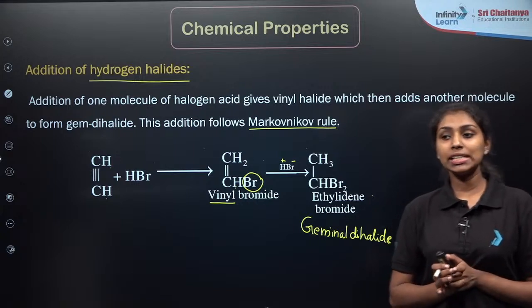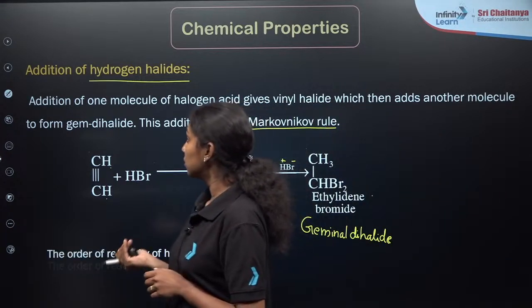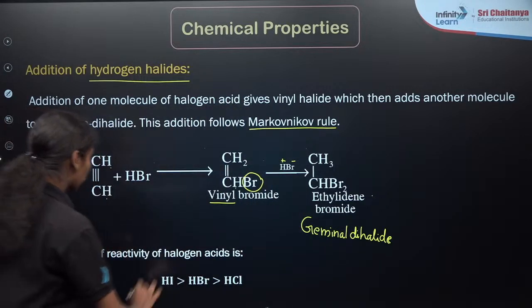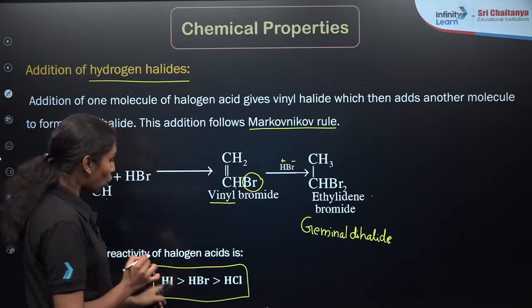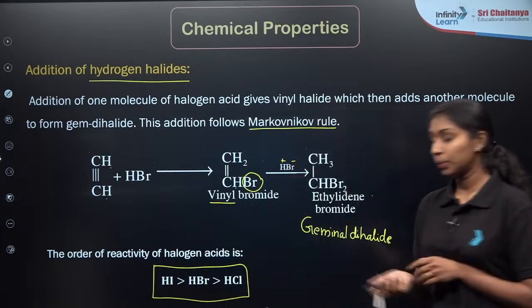Now let us talk about the next special type of addition, that is the addition of water molecule. Then one more thing you have to keep in mind is that if you are taking hydrogen halides like this, HI will have the maximum order, then HBr, then HCl, according to the electronegativity order. Clear?